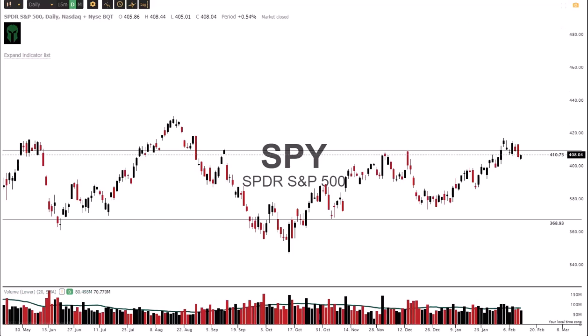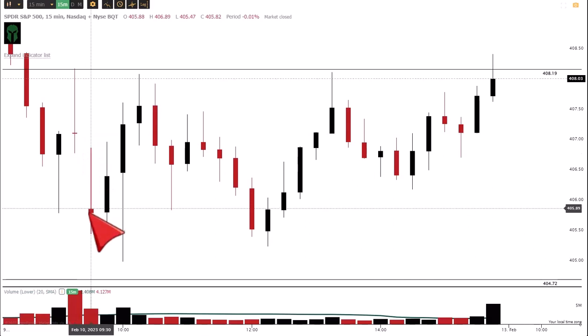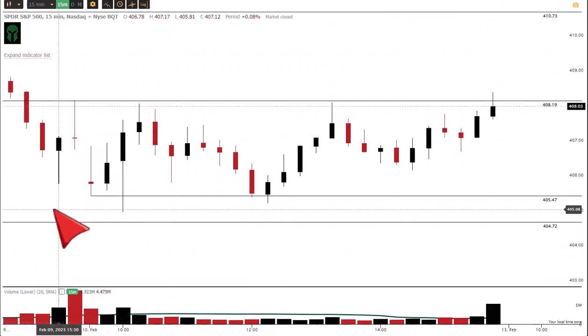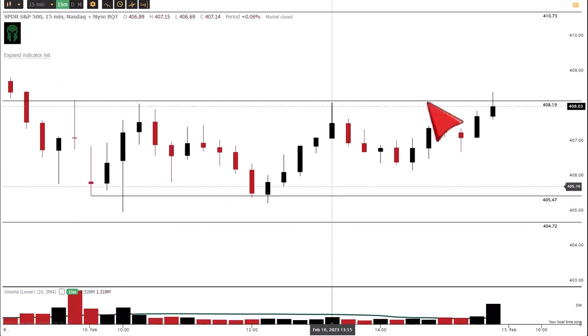The S&P gapped down on Friday. Zooming in on a smaller time frame, you can see where we closed on Thursday and then the gap down. This is extremely important because that is the low. So in other words, the opening bar was the low of the entire index.